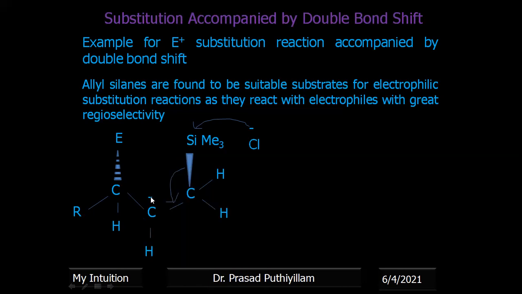Okay, so this should be a positive charge, and the electrons come near to that positive charge. If it were a negative charge, then the electron shift would take away from that, it goes away from that. That is not possible. So this is a positive charge, and it becomes a double bond with the next carbon as SiMe3 is taken away by Cl minus.